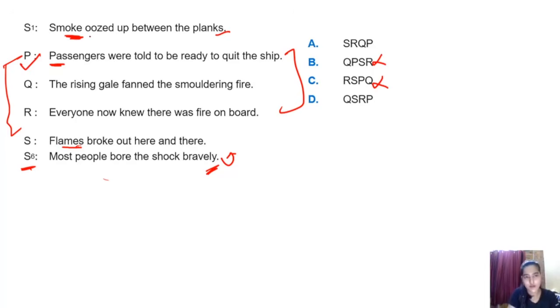Now, as I just told, smoke oozed up between the planks, then after this, flames should be the correct one. You can see this is starting with Q, which is not correct, so option A will be the correct one. Let's read this again to find whether it's sounding proper or not. Smoke oozed up between the planks, flames broke out here and there. Then everyone now knew there was fire on the board, and the rising gale fanned the smoldering fire. Passengers were told to be ready to quit the ship, and most people bore the shock bravely. Yeah, that's totally fine and it's making sense.